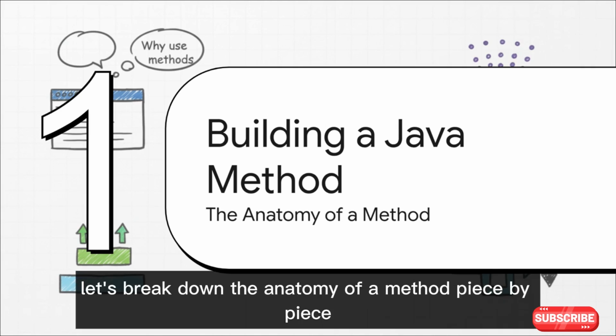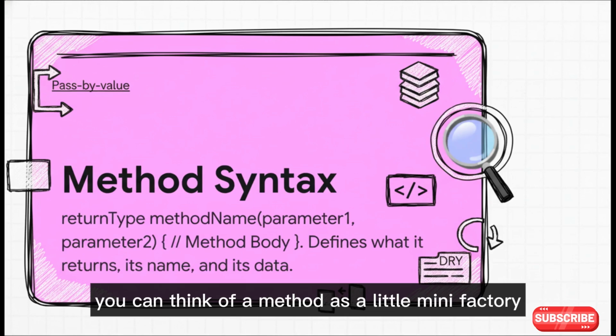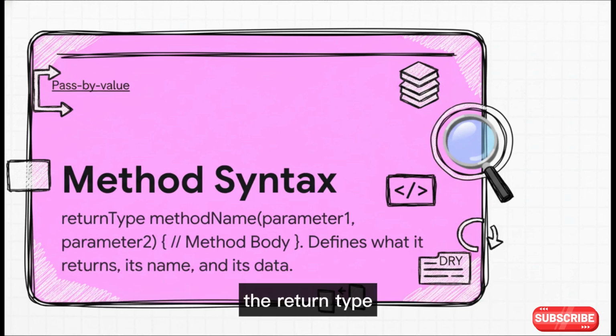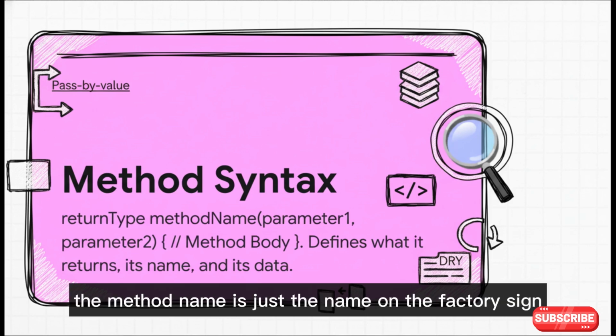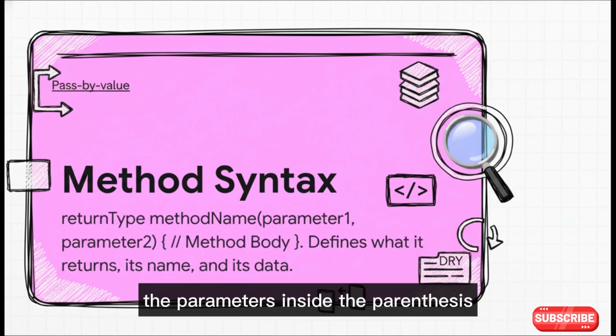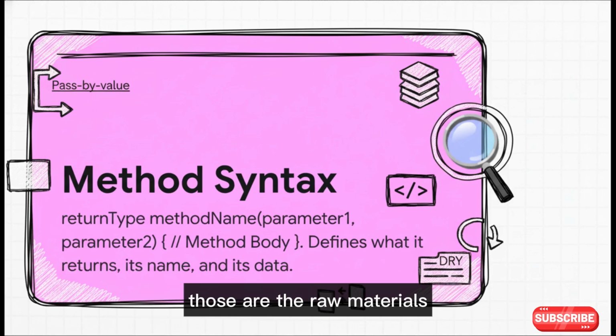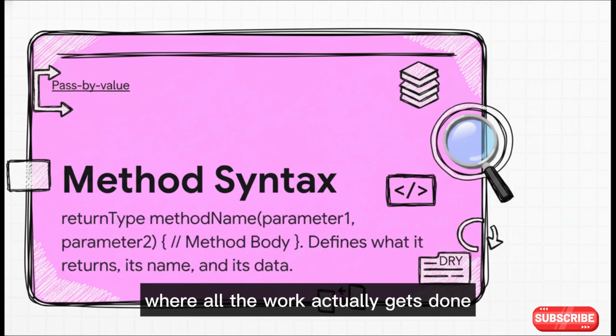Let's break down the anatomy of a method, piece by piece. You can think of a method as a little mini factory. The return type, that's the finished product that comes out the door. The method name is just the name on the factory sign so you know which one to call. The parameters inside the parentheses, those are the raw materials you have to feed into the factory. And all the code inside the curly braces, that's the assembly line where all the work actually gets done.